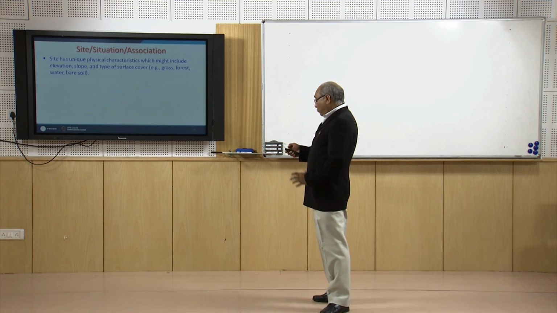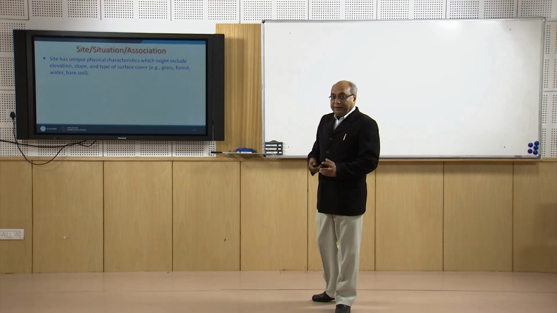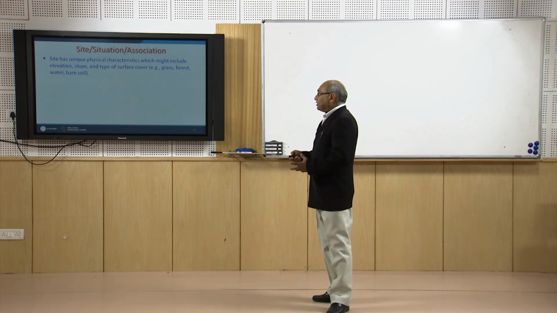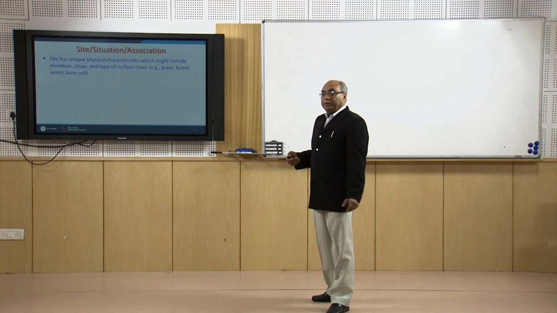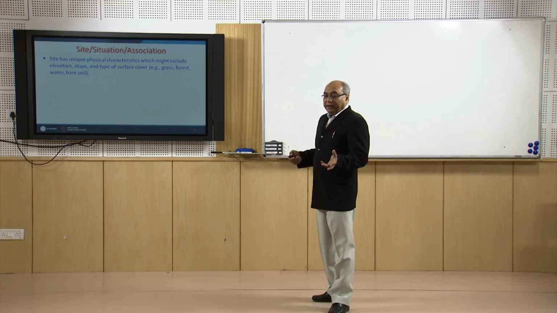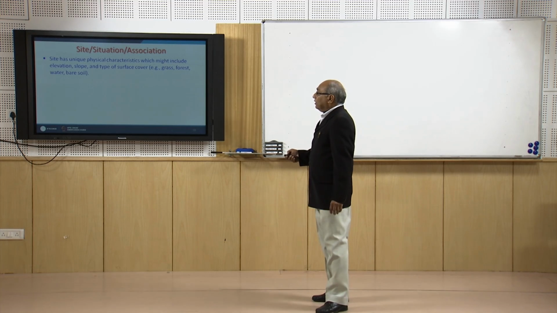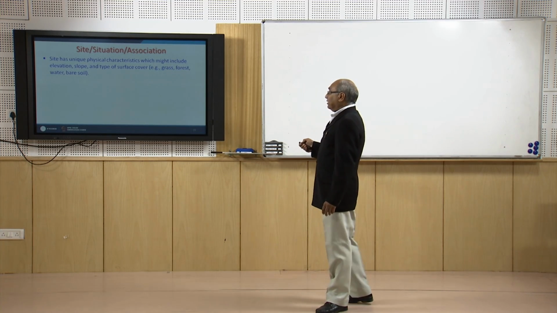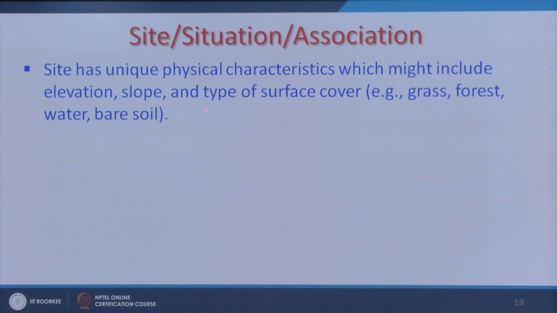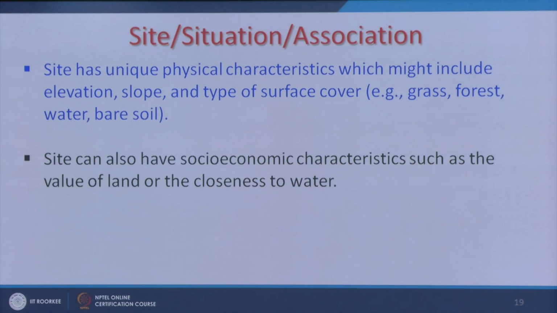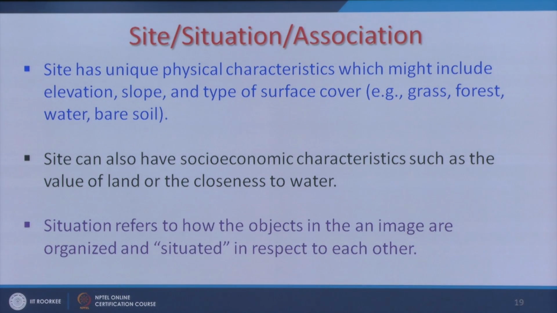Now where such objects are located, that is the site, situation or association, will also decide what kind of object it is, and it will help in the image interpretation. So a site has unique physical characteristics which might include elevation, slope, type of surface cover, for example grass, forest, water, bare soil and other things. A site can also have socio-economic characteristics such as value of land or closeness to water, closeness to a road and so on and so forth.